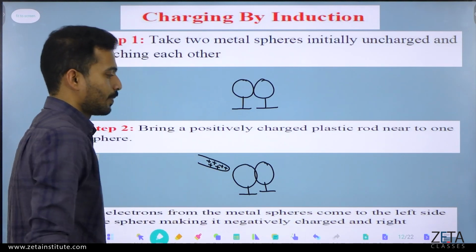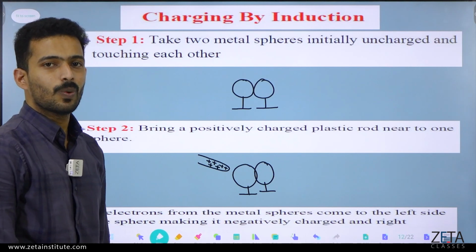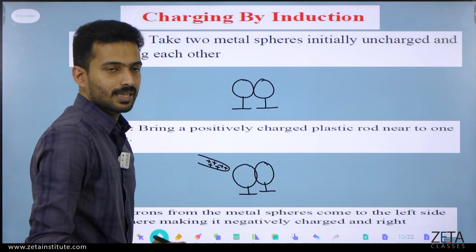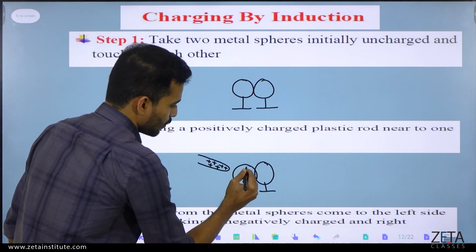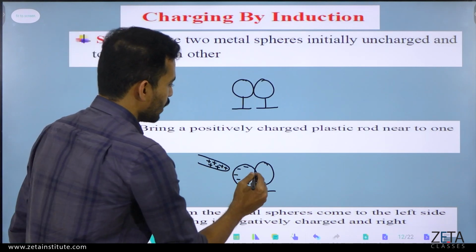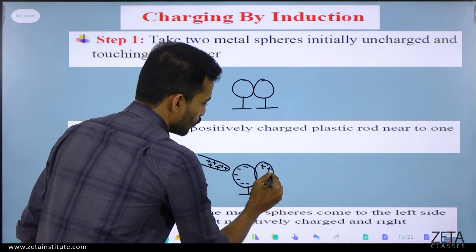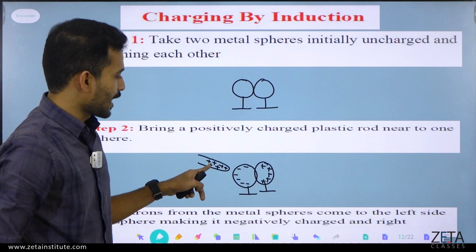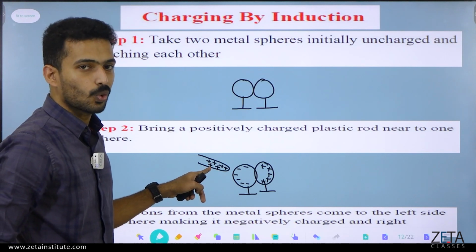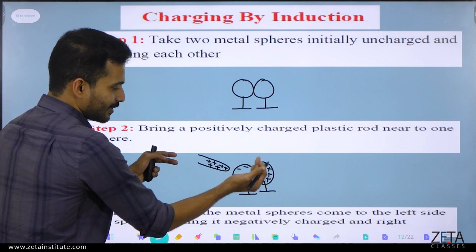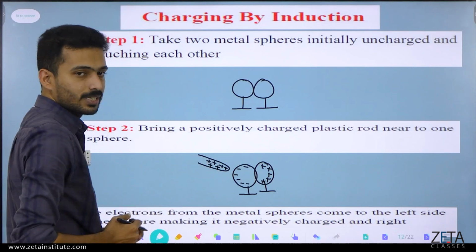Positively charged plastic rod near to it. What happens? In this sphere, there are negative charges and positive charges. The negative charges will move to this side, left side, and the positive charges will move to this side. Why? The negative charges are attracted by this rod. It is not touching, but it is placed near to it. So these negative charges are attracted by this positive charge.